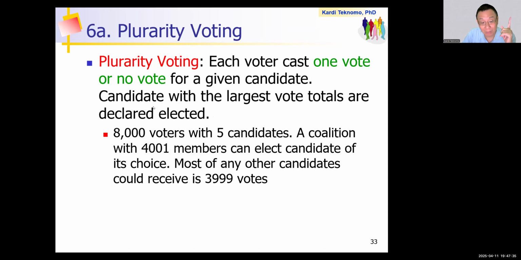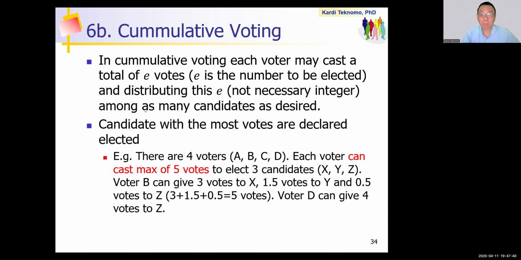Next is called cumulative voting. In cumulative voting, each voter may cast a total of E votes, where E is the number to be elected. They can distribute this E among as many candidates as desired. E is not necessarily an integer. Then the candidates with the most votes are declared elected.